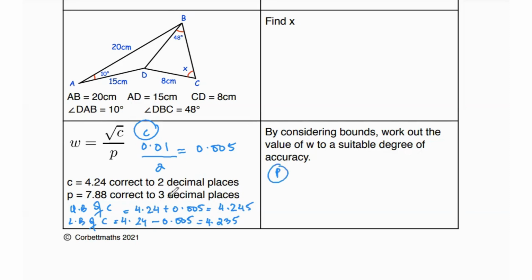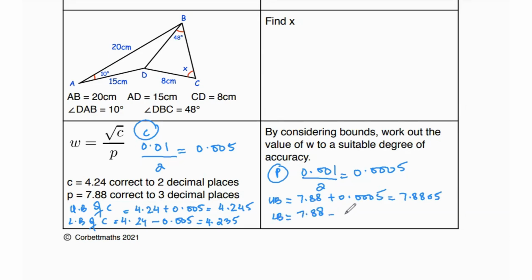Next, you do the same steps for P. For P, it says that it's correct to 3 decimal places. So for the degree of accuracy, we will divide 0.001 by 2, which is going to be 0.0005. Once again, for the upper bound of P, it's going to be 7.88 plus 0.0005, which is basically equal to 7.8805. And for the lower bound of P, we're going to subtract 0.0005 from 7.88, which is going to give us 7.8795.